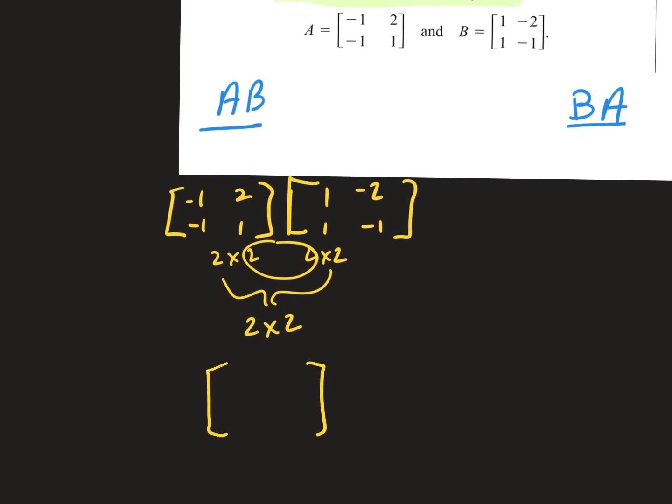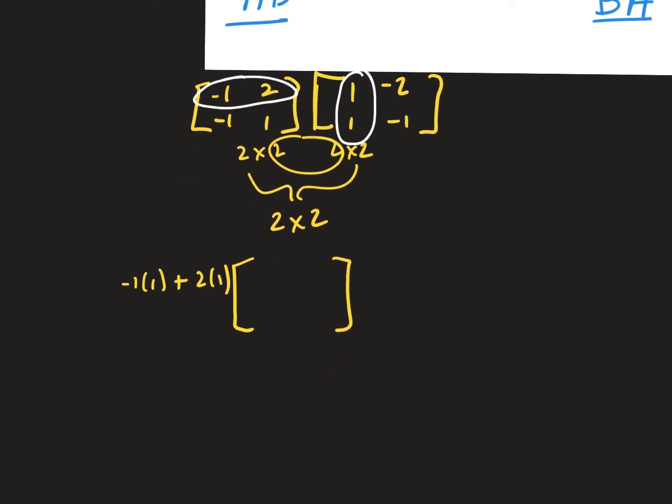All right, so let's go ahead and multiply here. We're going to take first row, first column. So I have -1 times 1, plus 2 times 1. What's -1 times 1? -1 plus 2 gives me 1. Now I'm going to take first row, second column. So over here I have -1 times -2, plus 2 times -1. What's -1 times -2? 2, and then 2 minus 2 is 0.